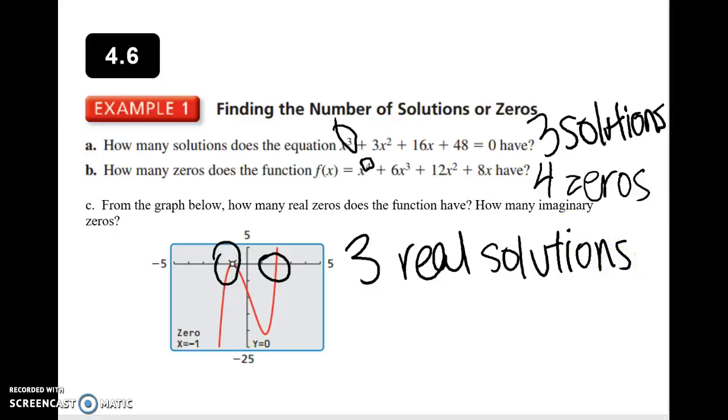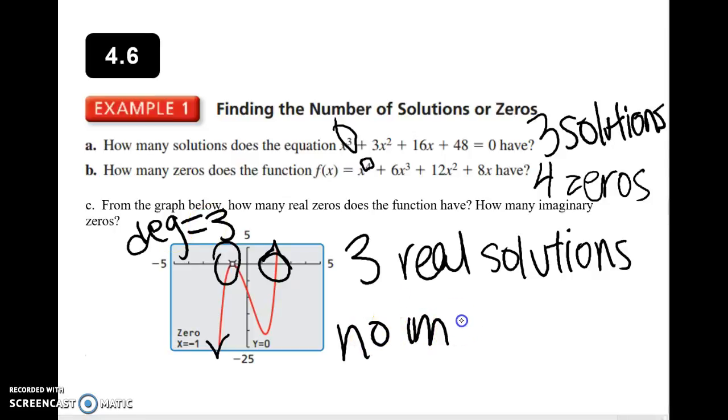Since there's 2 turns in this graph, and based on its end behavior, going down and up, we can say the degree is 3. So there are only 3 solutions, therefore no imaginary solutions.